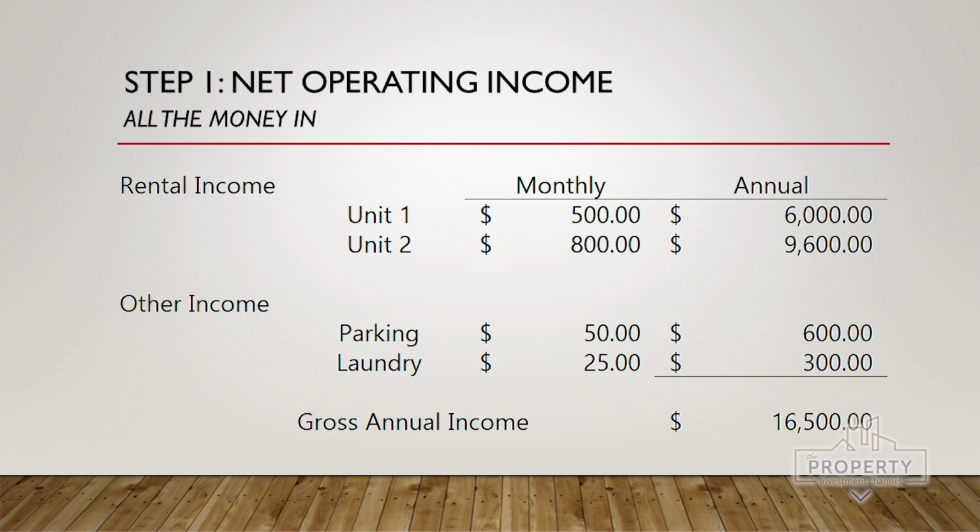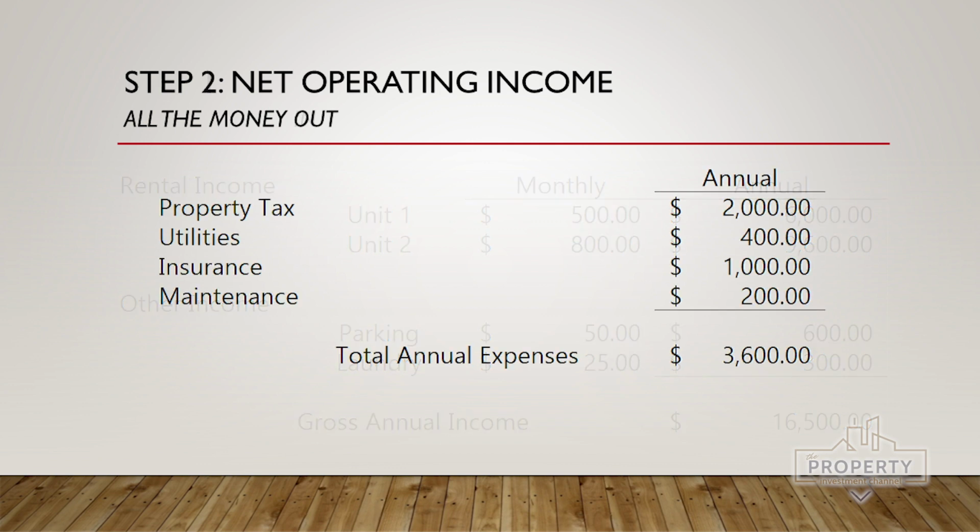What about the money going out of the bank account? Okay, well, let's take a look. So all the money out is captured in something called the total annual expenses. Total, everything, annual, and expenses are expenses. We have property tax, utilities, insurance, maintenance. All right, so that comes to a total of $3,600. Remember, there is no finance and no mortgage in this.